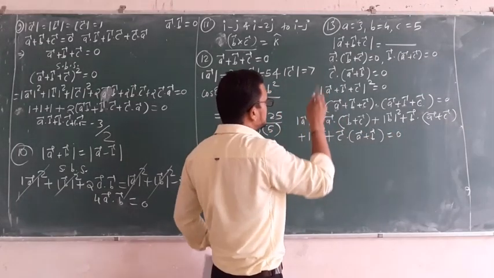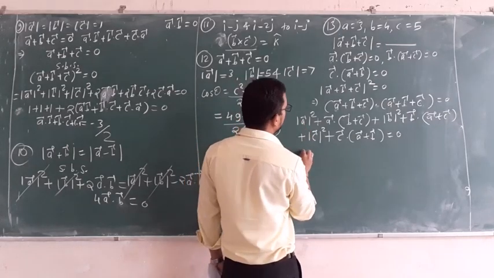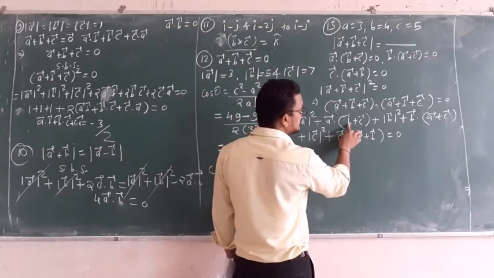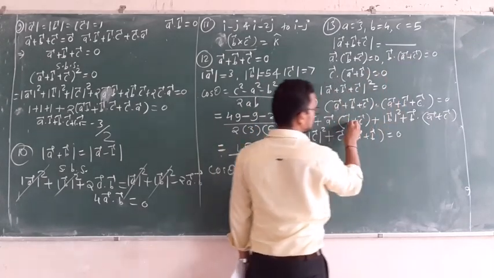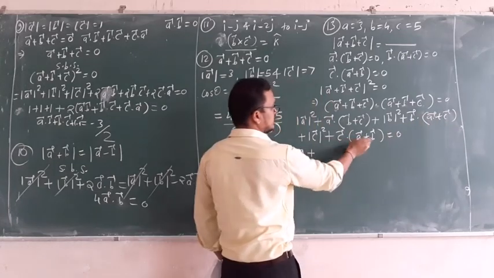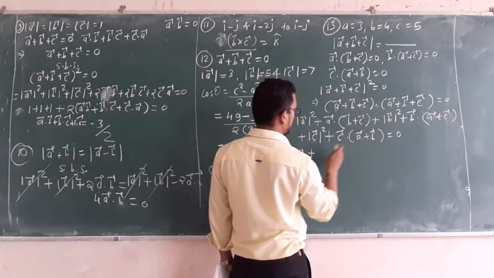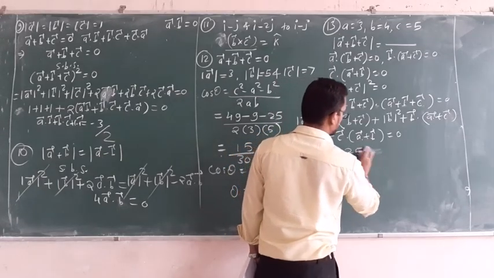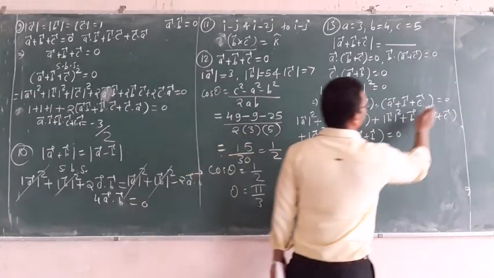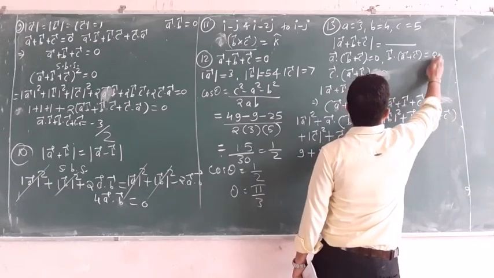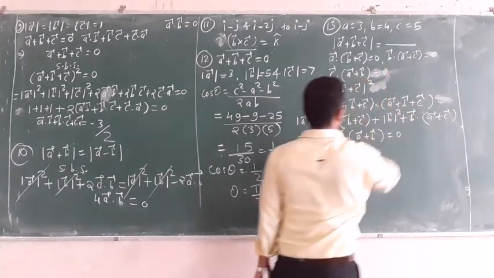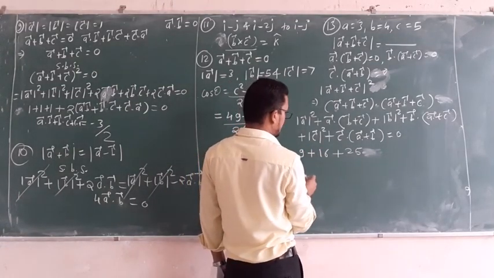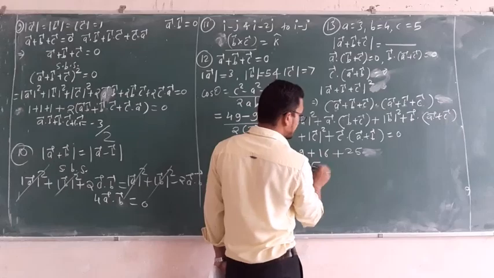Now they are given the magnitudes of A, B, C. A value is 3, so it becomes 9. This will become 0. So here three conditions are 0. This is 0, this is 0, and this is 0. Magnitude of B square, how much? 16 plus 25, sorry, don't take 0 here, just find the value of that. This is 0, so how much will it be then? That is 16 plus 25. 25 plus 25 is 50.